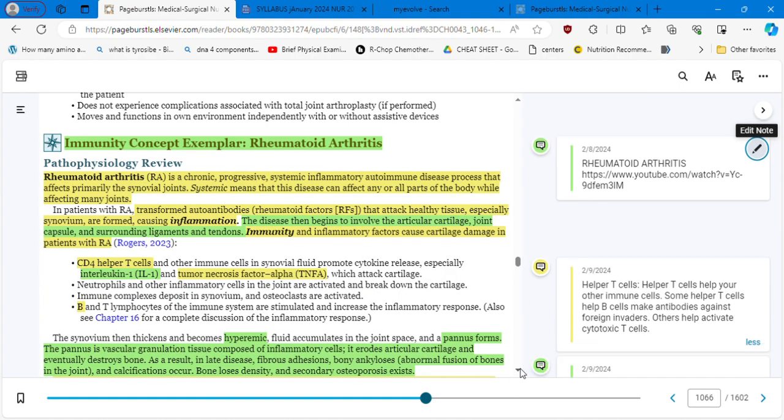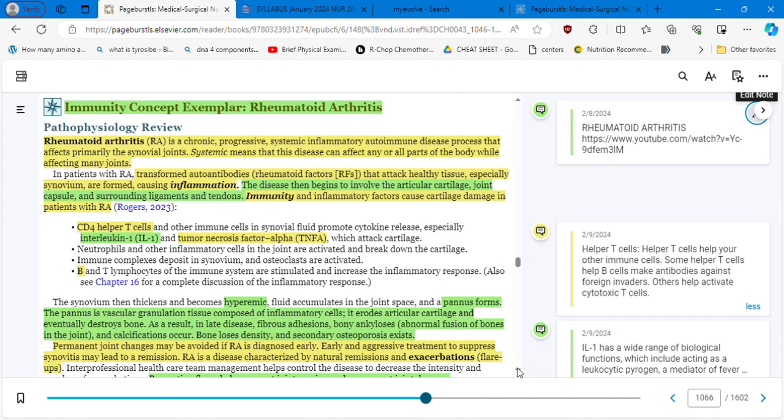So autoantibodies, rheumatoid factors that attack healthy tissue, especially synovium, are formed, causing inflammation. So basically, these antibodies are the ones that are causing the inflammation. The disease then begins to involve the articular cartilage, joint capsule, and surrounding ligaments and tendons. Immunity and inflammatory factors cause cartilage damage in patients with rheumatoid arthritis.